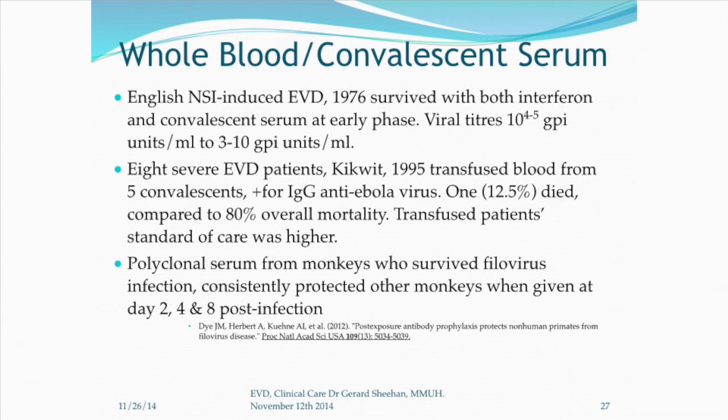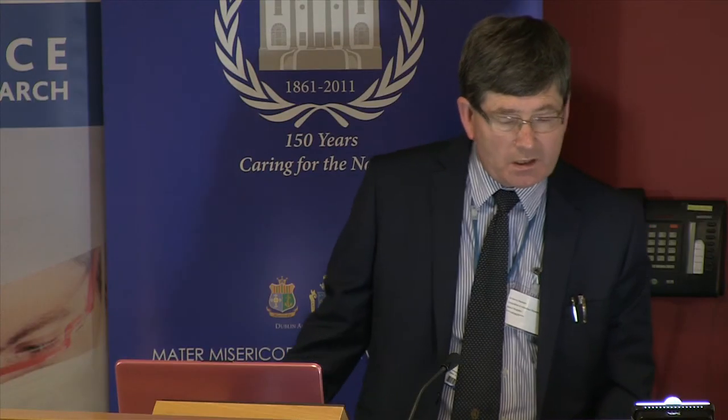More importantly, in experimental monkeys, volunteer monkeys if you like, polyclonal serum from monkeys who have survived the infection consistently protected other monkeys when it was given correctly, in adequate doses, given at day 2, 4, and 8. 100% survival for these monkeys. So that's the proof of concept that it works. So what do we do? We try and get a monoclonal antibody.